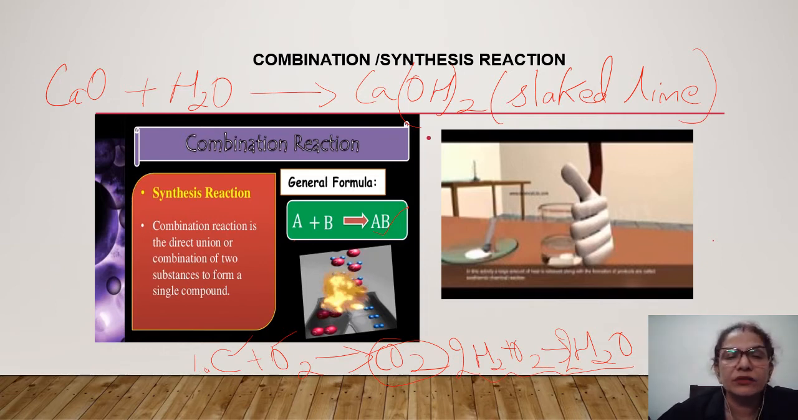So the major reaction was calcium oxide, also known as quicklime. You should know these terms very well. Quicklime is calcium oxide, slaked lime is calcium hydroxide, and marble or limestone is calcium carbonate. Okay. So this is a combination reaction. Have you understood the combination reaction?